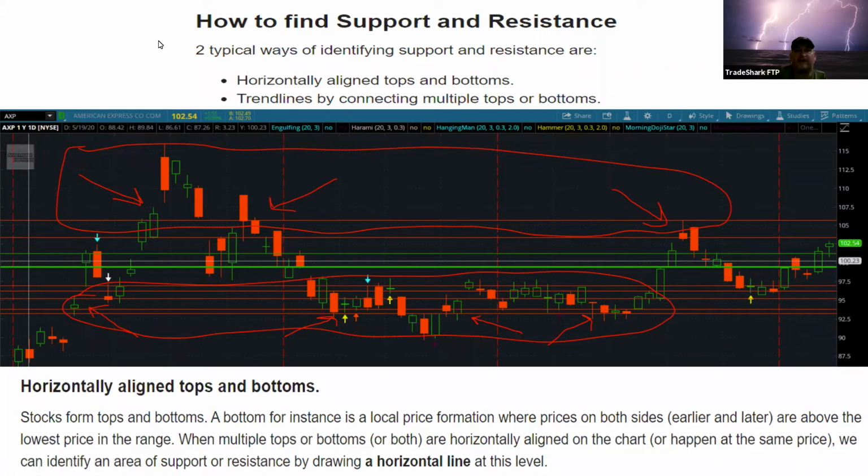So how do you find it? There's two typical ways of identifying support and resistance. Okay. Horizontally aligned tops and bottoms, and then trend lines, okay? So horizontally aligned tops and bottoms is when a stock forms a top and a bottom. It's a very simple concept, okay?